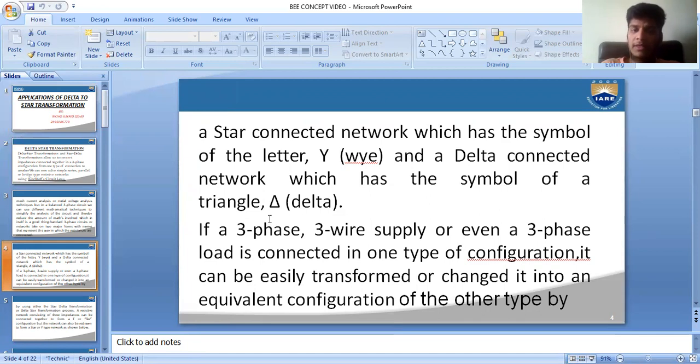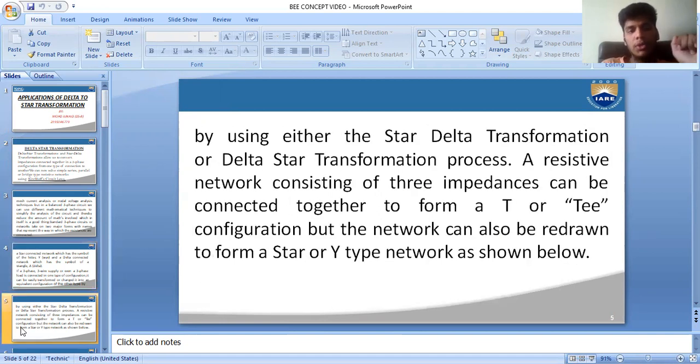If a three wire supply or even a three phase load is connected in one type of configuration, it can be easily transformed or changed into an equivalent configuration of the other type by using either the star delta transformation or delta star transformation process. A resistive network consisting of three impedances can be connected together to form a T configuration. But the network can also be redrawn to form a star or Y type network as shown below.